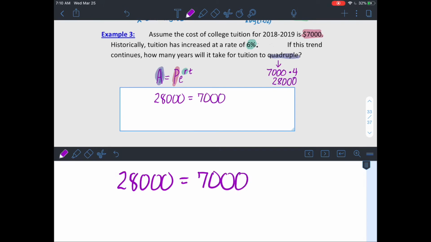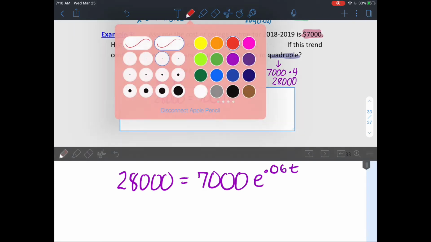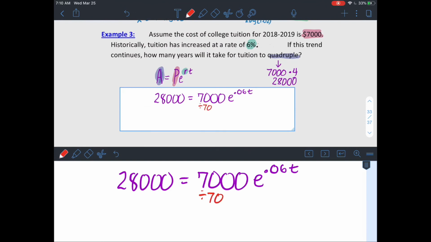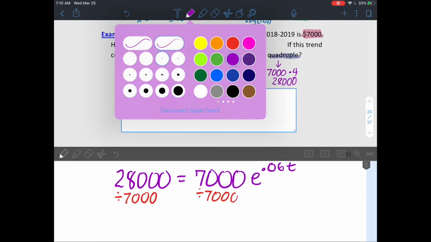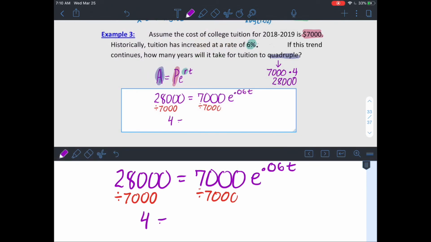So P is our starting amount of $7,000. E needs raised to the power of 0.06 times t. And then we need to solve for t. So get your exponential part, your e to the 0.06 t by itself, divide both sides by 7,000, which is just going to give you 4.